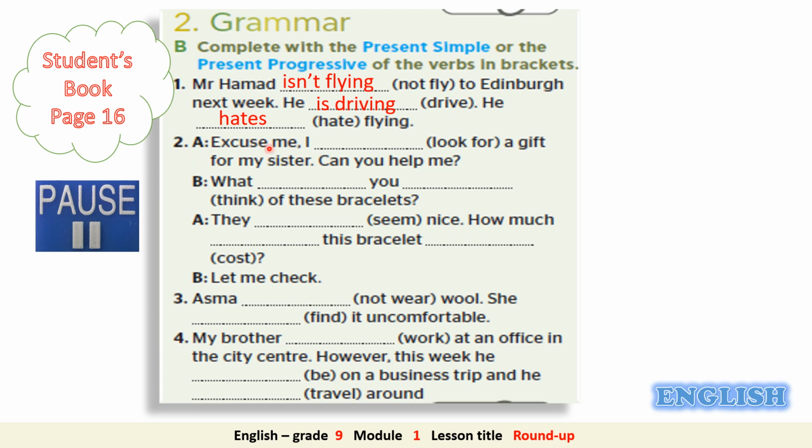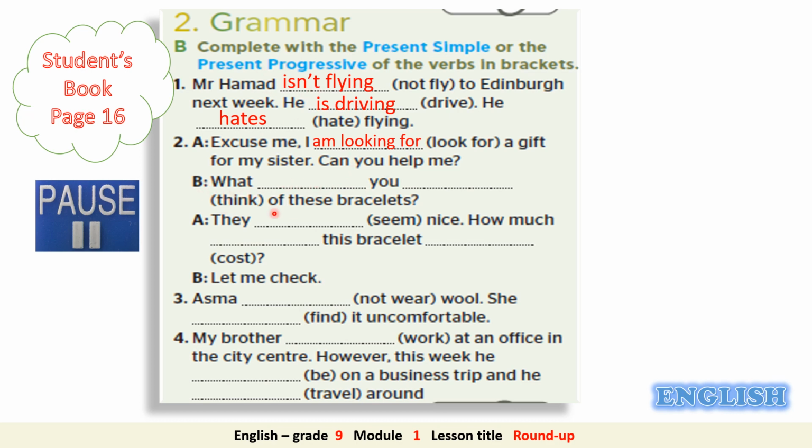Now number two. "Excuse me, I look for a gift for my sister. Can you help me?" What do you think of this sentence? Excellent. I'm looking for. It talks about an action that's happening right now. So we use present progressive.